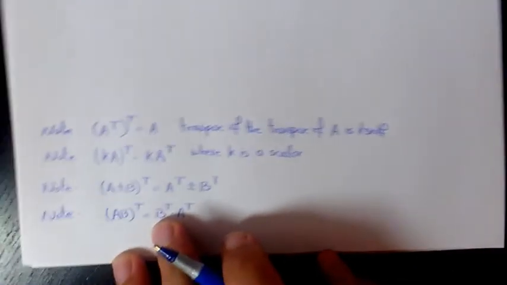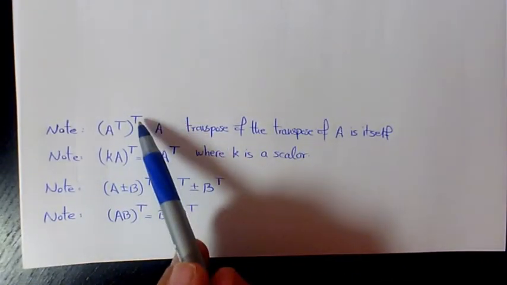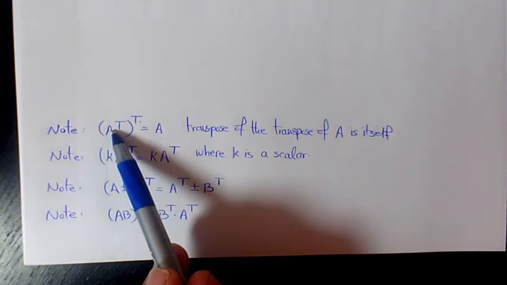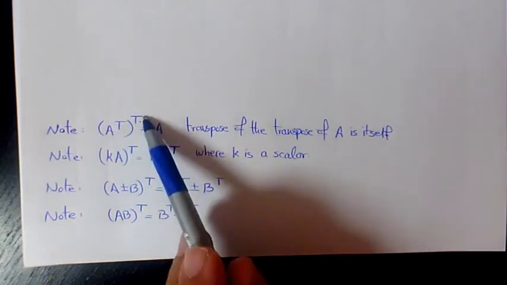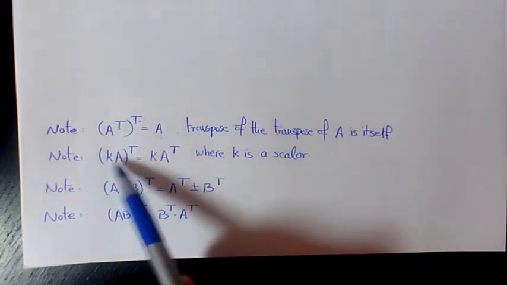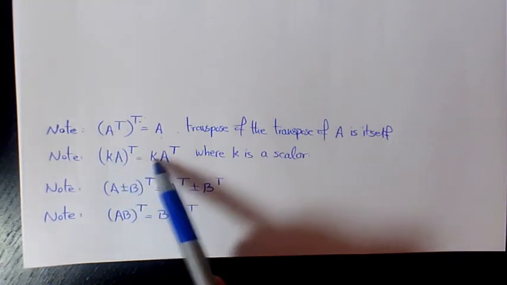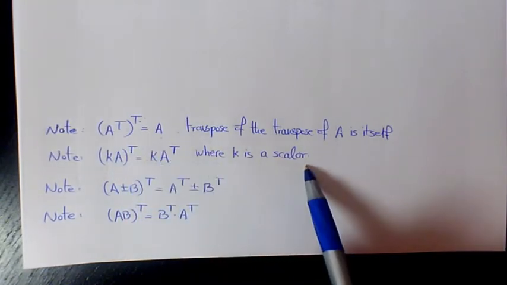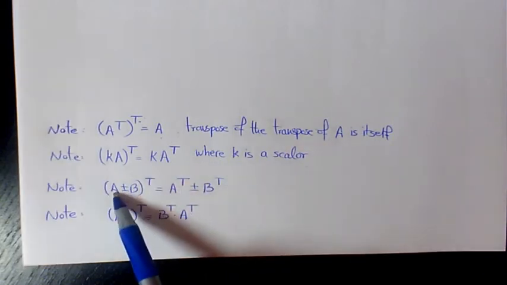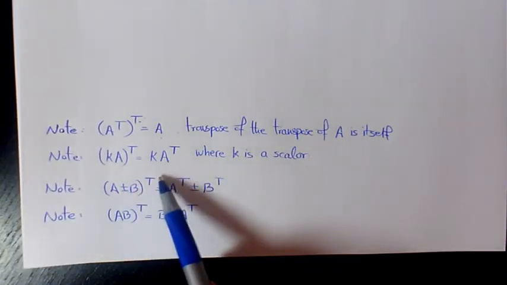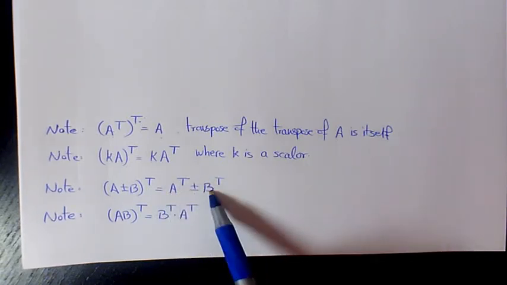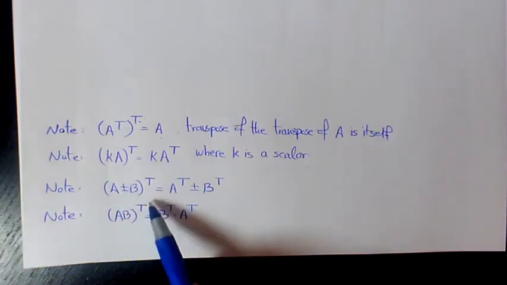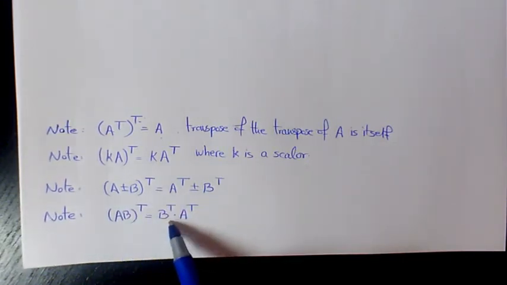Now let's take a look at 4 notes. The transpose of a transpose of a matrix is going to be itself. So the transpose of the transpose of A is itself: (AT)T equals A. Then the transpose of KA equals K times the transpose of A, where K is a scalar. And when you have A plus B or A minus B, and we find the transpose, that's going to be the same as the transpose of A plus or minus the transpose of B. And at the end, the transpose of A times B equals the transpose of B times the transpose of A.